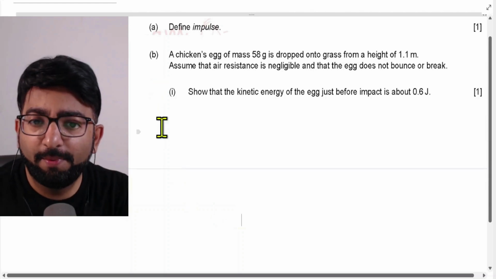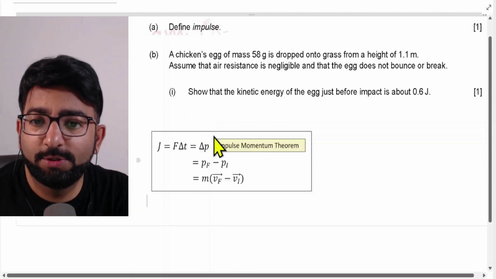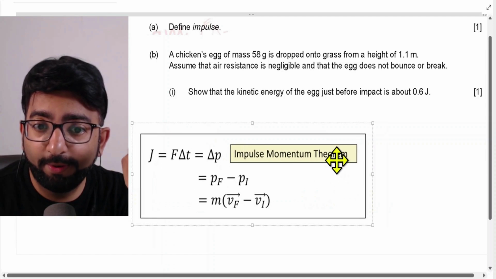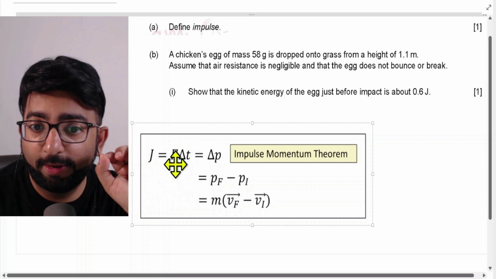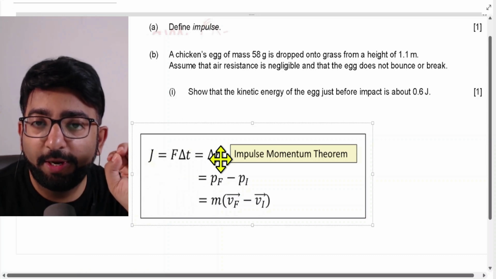Part A, define impulse. So impulse we can just define using the impulse momentum theorem. Either we can write impulse is the product of force and time, or impulse is the change in momentum.